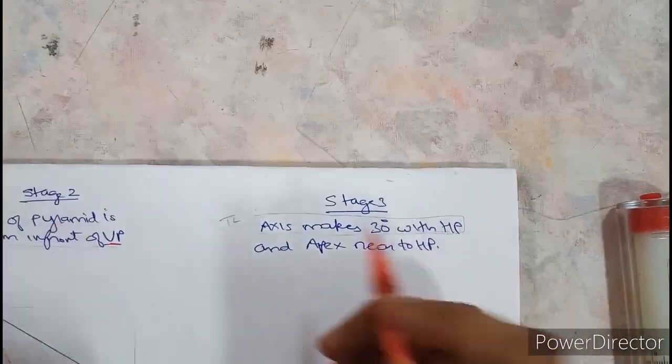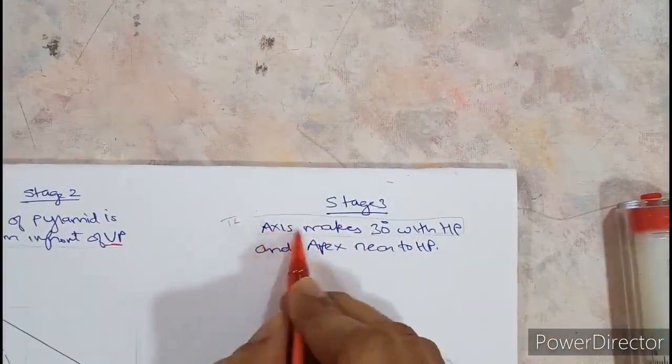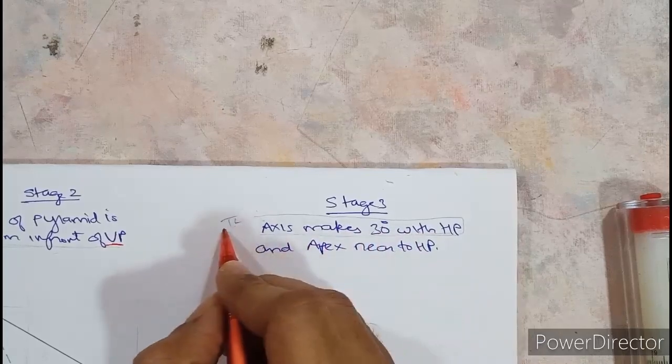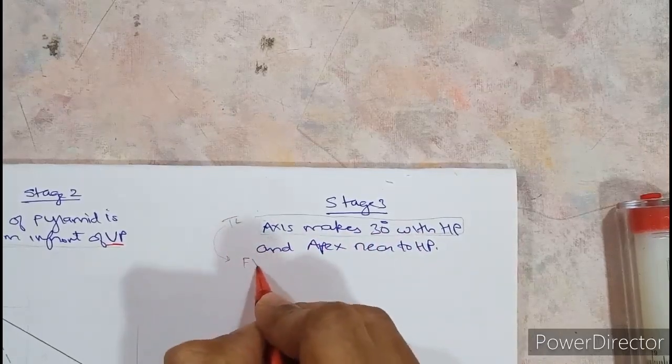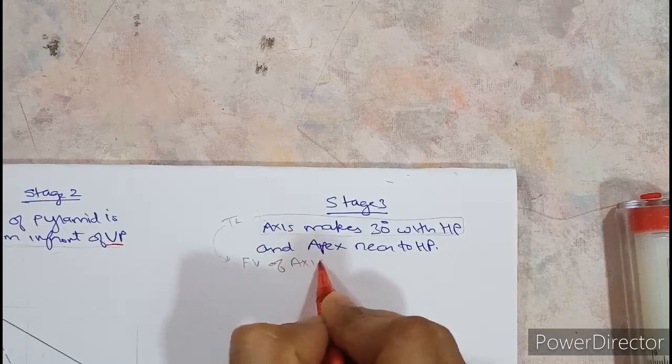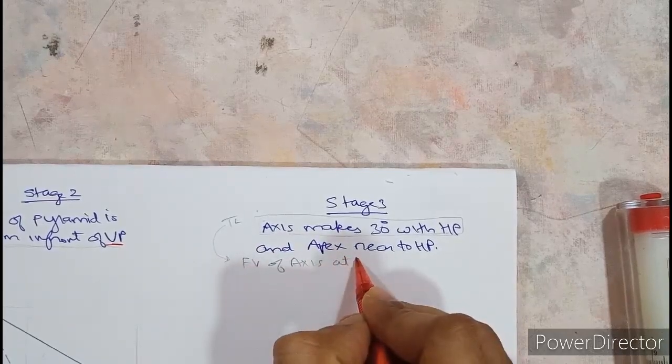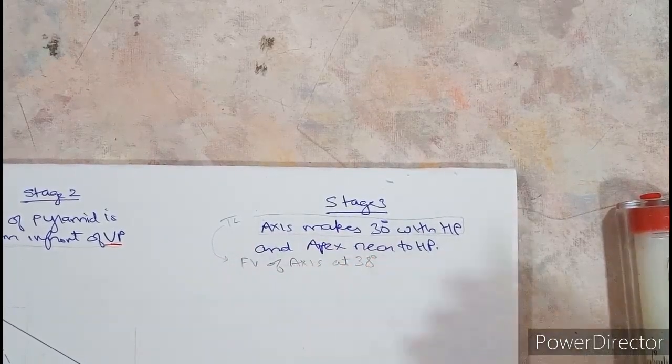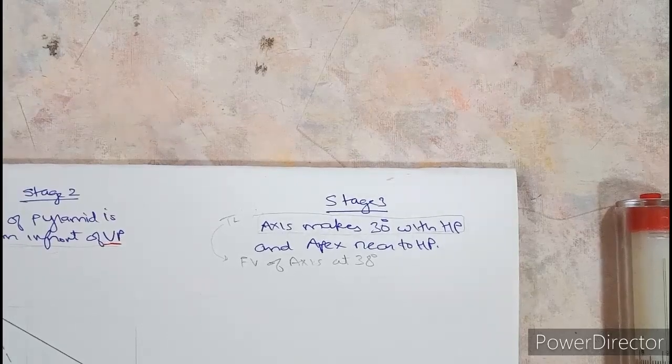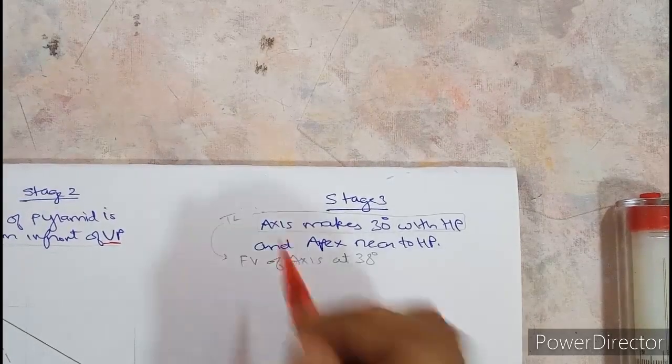So what we've done in short is, instead of drawing the true length of the axis at 30 degree, we can draw the front view of the axis at alpha, that is 38 degrees. So both are equivalent, that you can make out from here.